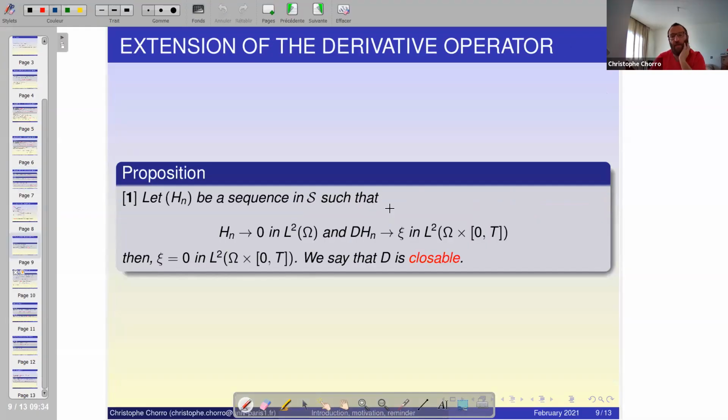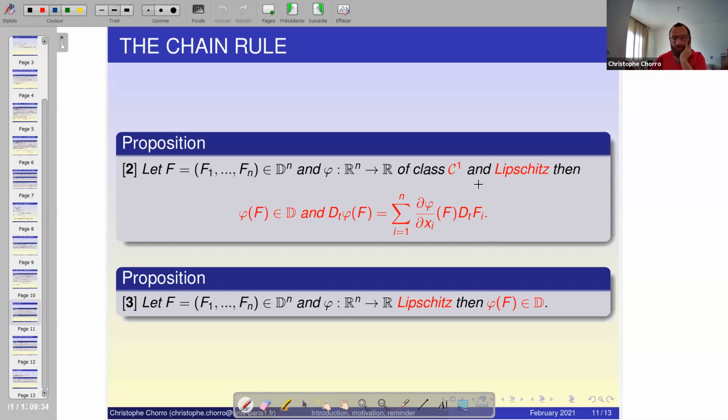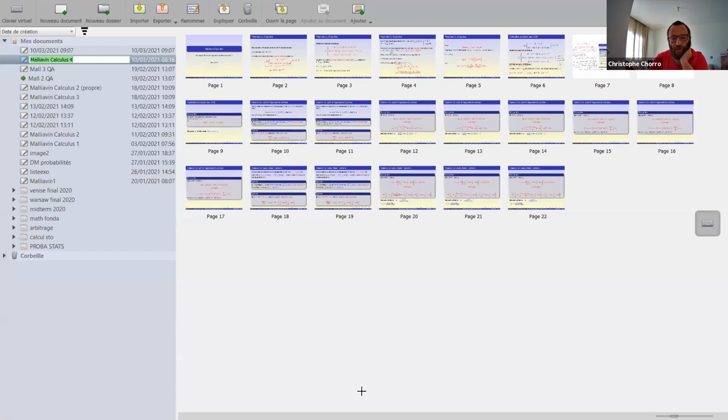So yes, I have the chain rule that I can use: I have a nice formula if I compound a mapping that is C1 and Lipschitz with an element in the domain. I have the classical chain rule. Here you have the multivariate chain rule, but the one I will use in my problem here is for n equal to 1. So let's come back to my point here.